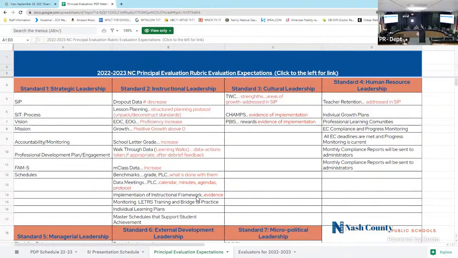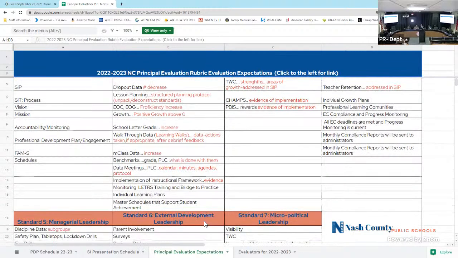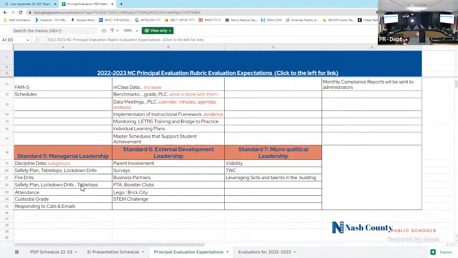At the bottom, under managerial leadership, we talk about discipline data in subgroups. They will be focusing on referrals and suspensions amongst all subgroups. I wanted you to see what their template looks like. They basically will pick two of our indicators from our strategic plan and put them in their PDP goals and also their school improvement plan. So my evaluation is going to look like theirs, so we're all on the same page.